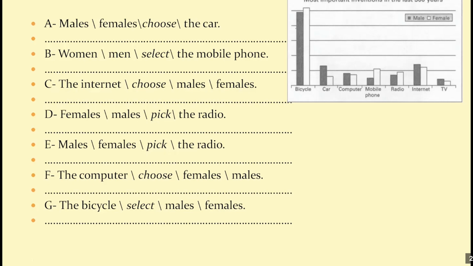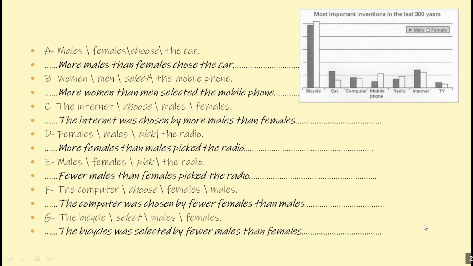Okay, let's look at the right answers. More males than females chose the car. Women, men select the mobile phone. More women than men selected the mobile phone. The internet chose males, females. The internet was chosen by more males than females.